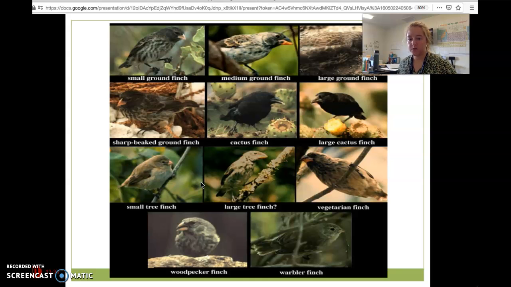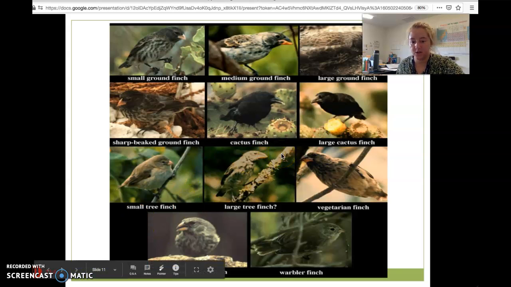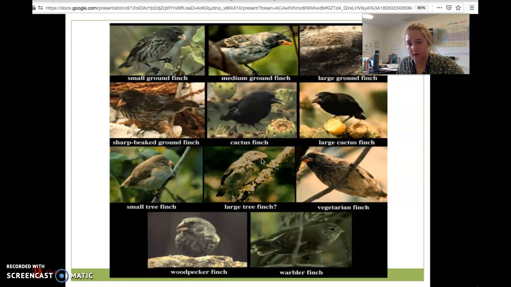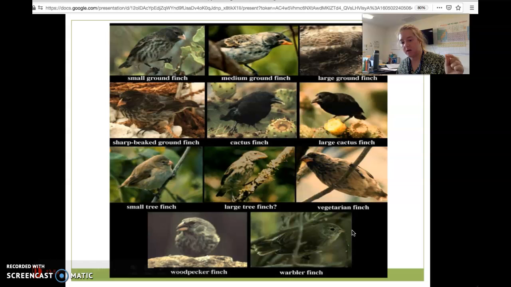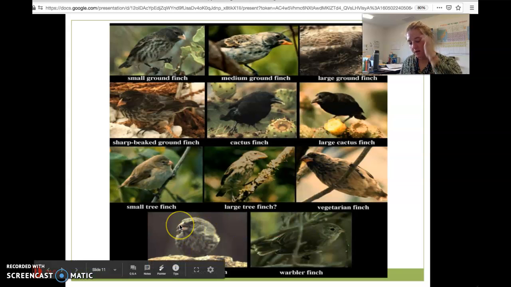Here are some examples of what he would have seen. You can see the variety of beak shapes that we have here. You can see this large tree finch has a very hard and heavy looking beak, while maybe you look more towards this warbler finch, who has a thinner beak. Do they have anything to do with the food that they eat? You can see the woodpecker finch here has a very hard, thick beak as well.